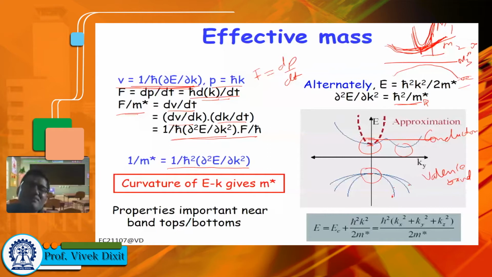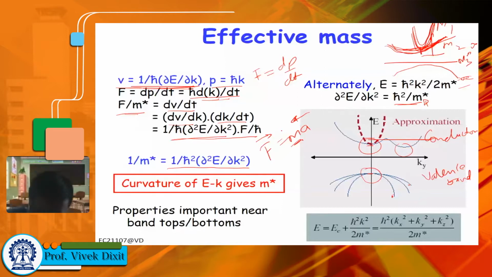Now what is the meaning of negative mass? Negative mass means if we apply a force, and force equals mass times acceleration, so if force is in direction, let's say x, and mass is negative, then acceleration will be in direction of minus x, right? So why will the electron behave like this?